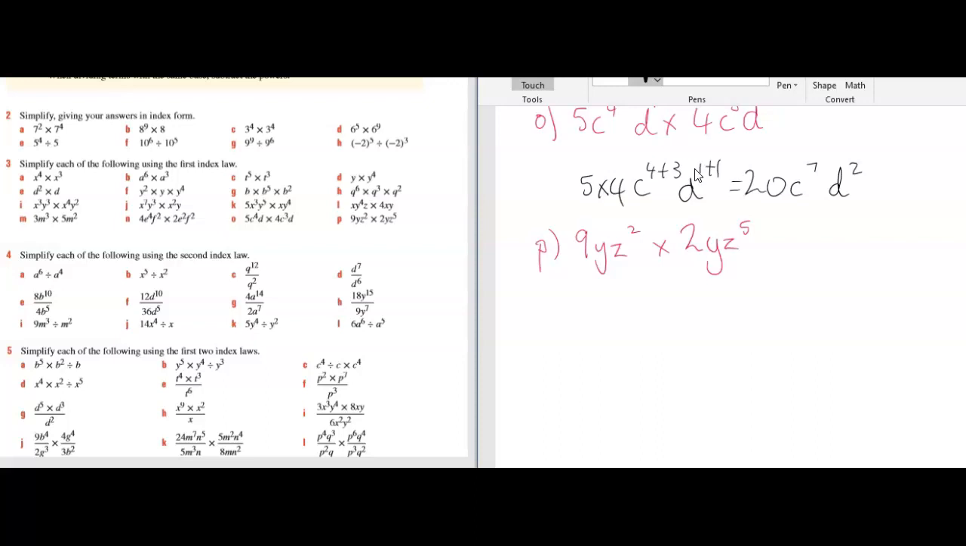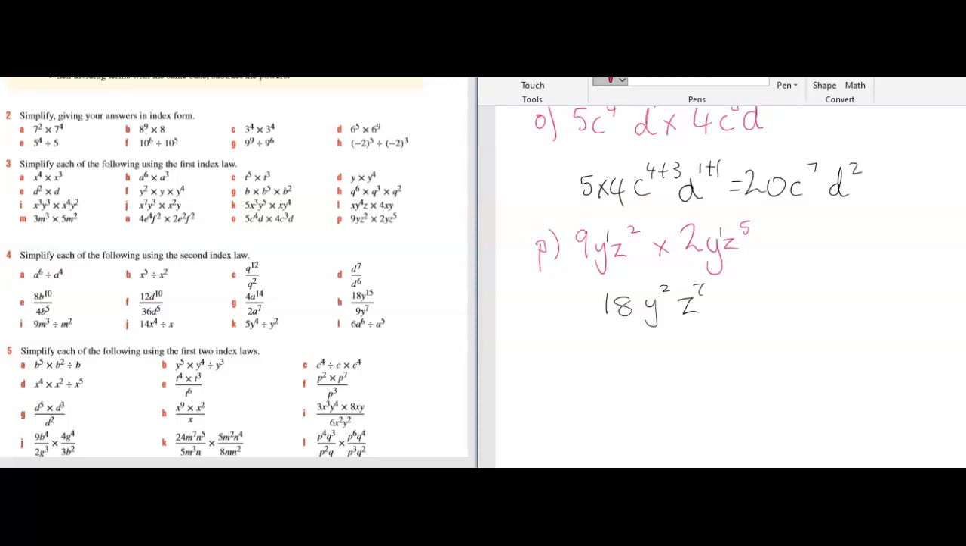So you'd go 9 times 2 is 18. So that is the power of 1. That is to the power of 1 as well. Remember, we do them in alphabetical order. So obviously y is first. And then 1 plus 1 is 2. And then z to the power of 2 plus 5 gives you 7. Okay, so if you can do that in your head, that's great. You don't need to always show that sort of working out.